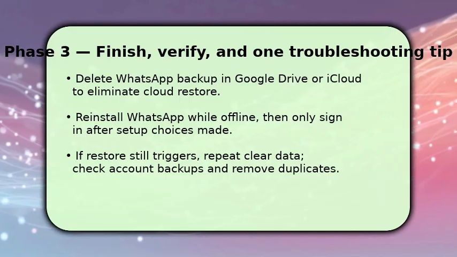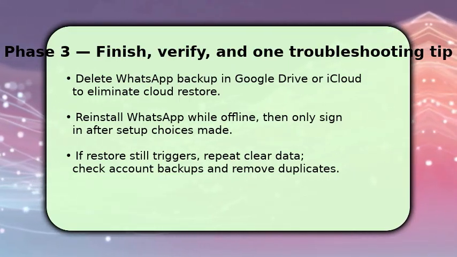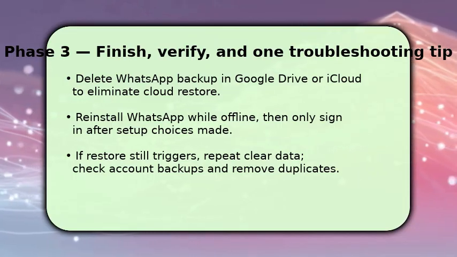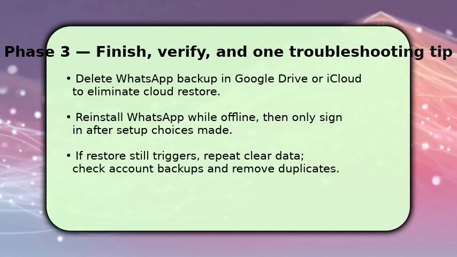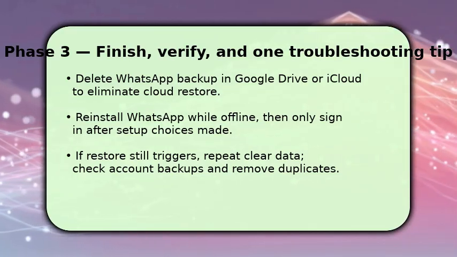After deletion, reinstall WhatsApp while still offline, complete initial setup and deny any restore prompts, then finally sign in and re-enable connectivity. If a restore still attempts, force stop, clear data again, and verify no backups remain in the cloud.